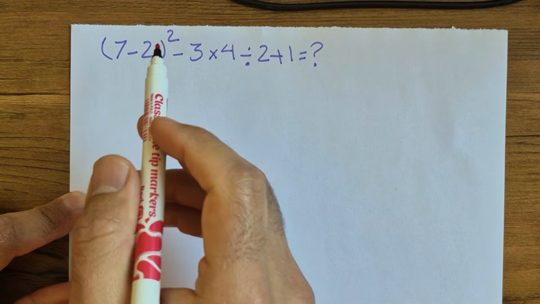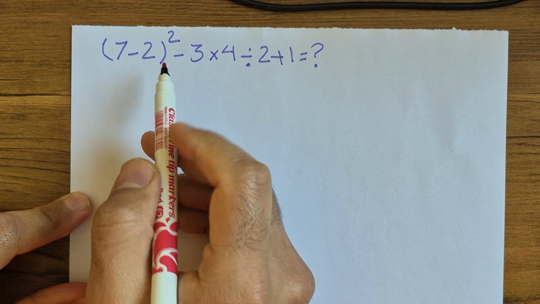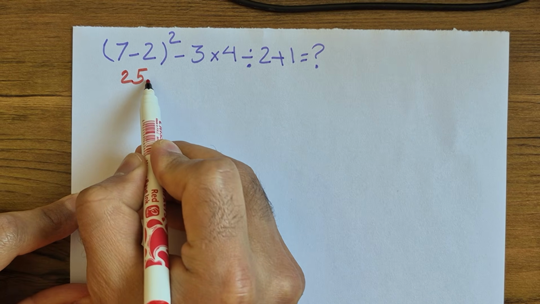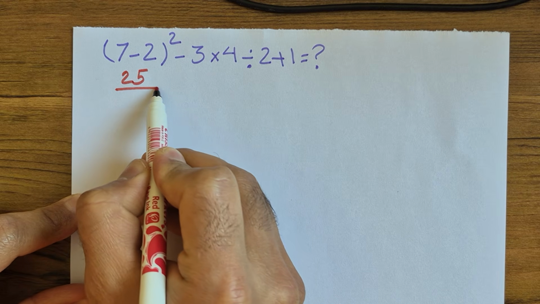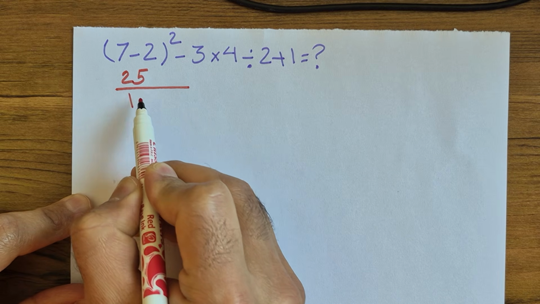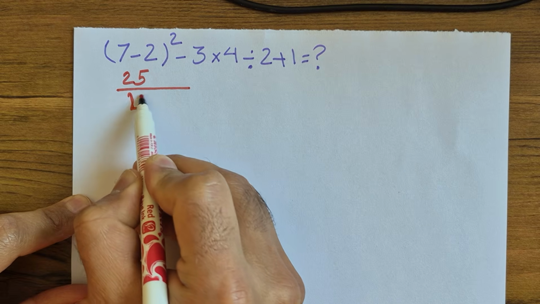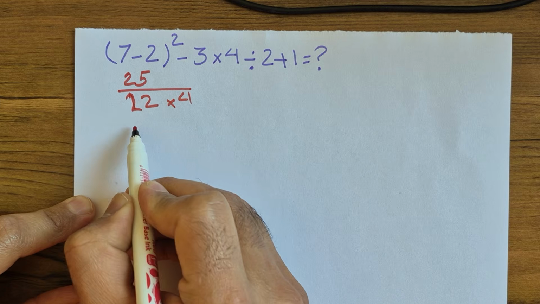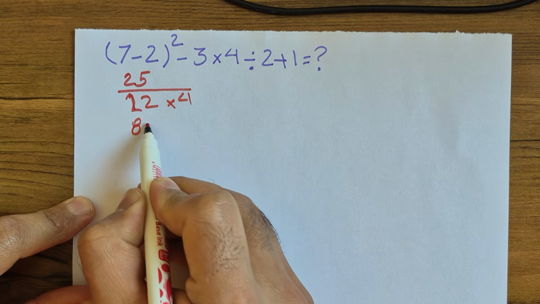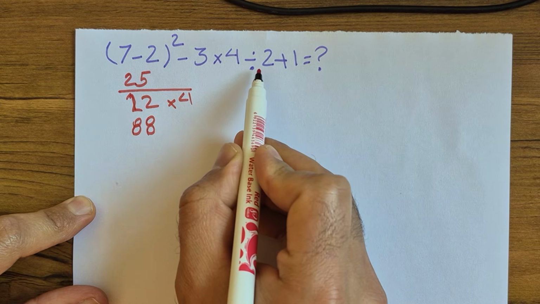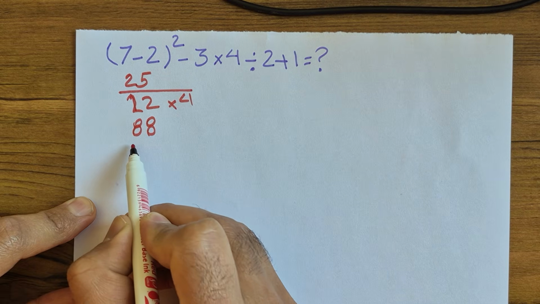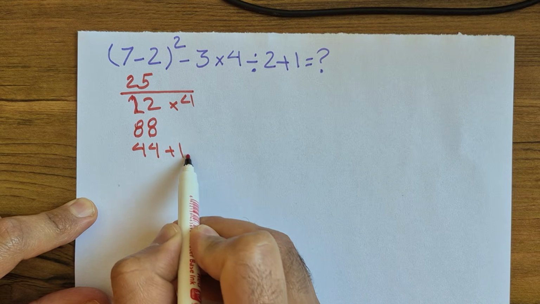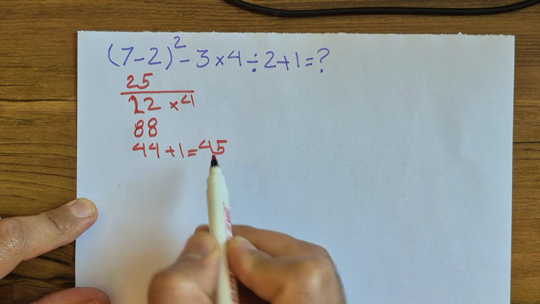7 minus 2 squared is 25, minus 3, it is 22, times 4, it is 88, okay, and divided by 2 is 44, plus 1 equals 45.